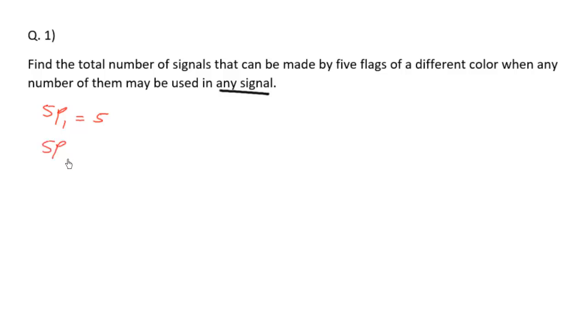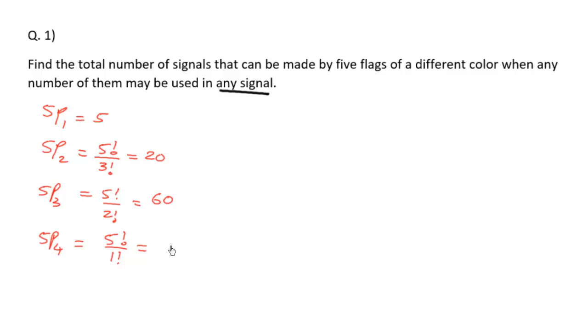If I take two colors and arrange them, then 5P2 is 5 factorial divided by 3 factorial, which comes out to be 20. Next is 5P3. If I take three colors, then 5 factorial divided by 5 minus 3, which is 2 factorial, comes out to be 60. If I take 4 colors, then it will be 5P4, which is 5 factorial divided by 1 factorial, which comes out to be 120. And if it is 5P5, then again it is 5 factorial divided by 0 factorial, which is again 120.